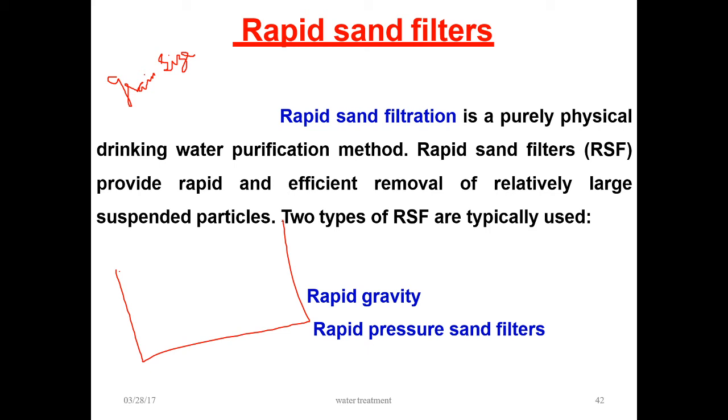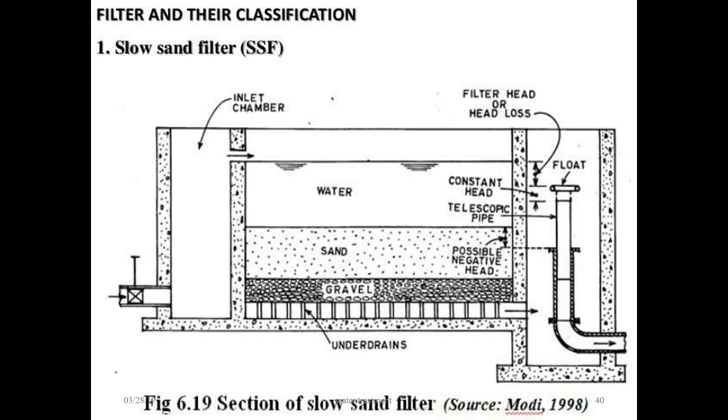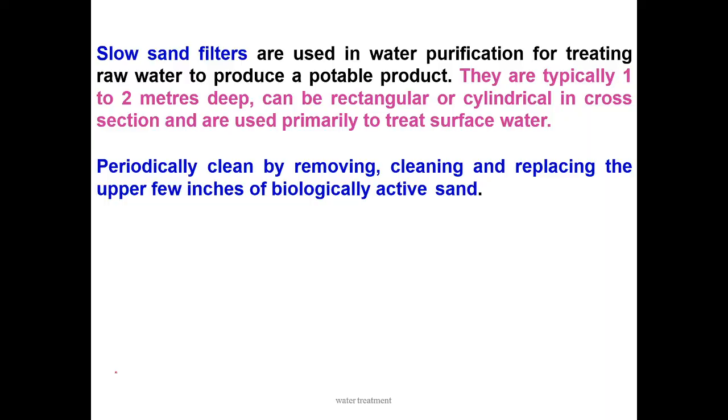Filter media consists of gravel and sand layers. The gravel is laid in 5 to 6 layers and its thickness varies from 0.6 to 0.9 meters. I will try to draw the diagram, just a minute. Here I will try to draw the diagram.